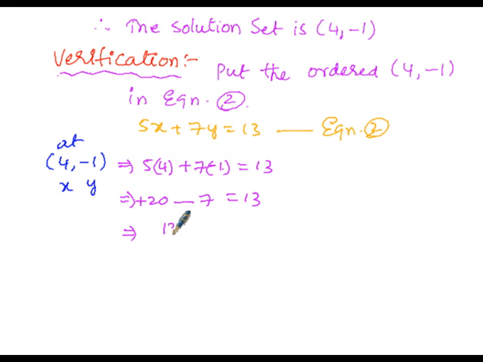To assess the sign of this 13, you have to choose the greater one among 20 and 7. 20 is greater than 7, its sign is positive. We will be getting positive 13, that equals 13. 13 is also positive. Plus 13 equals plus 13 is the true condition.